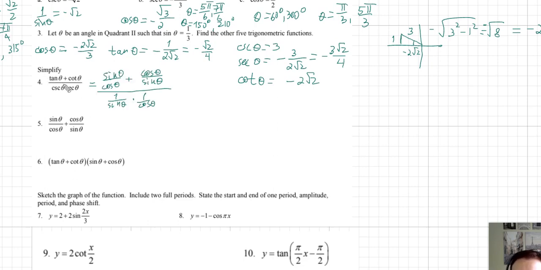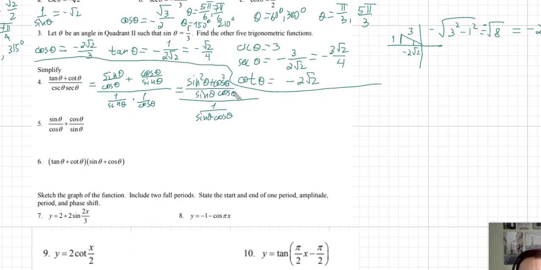Once I change tangent, cotangent, secant, cosecant into sines and cosines, you can see that the denominators are going to be sine, cosine. So I'm adding those two fractions. Look at this. You have the same exact denominators, which means that they can cancel. Sine squared plus cosine squared, we know that is 1. This numerator is 1, so 1 over 1 is going to be 1. Number 4, the answer is 1.